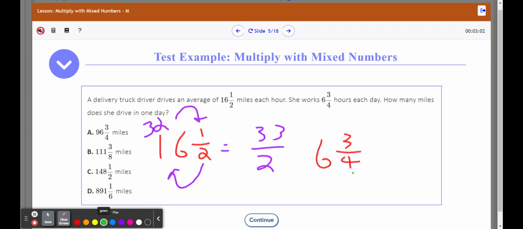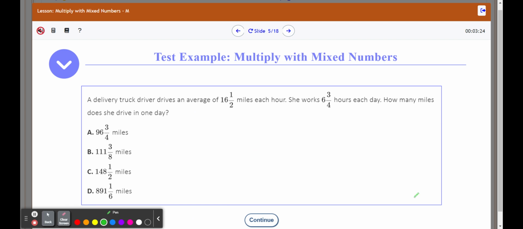I'm going to do the same thing here with 6 3/4. So 4 times 6 is 24. 24 plus 3 gives me 27/4. As you can already tell, these are going to be some big numbers once we start multiplying them together. So I've got them into improper fractions.